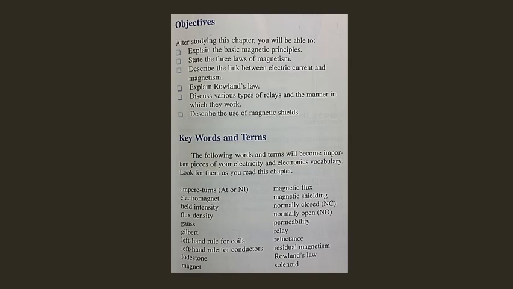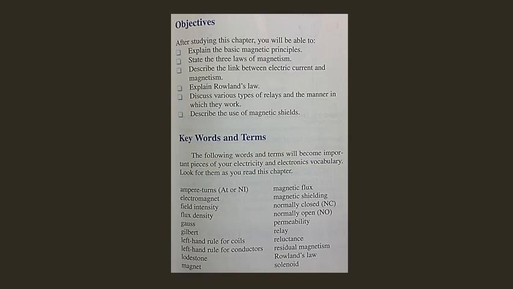The objectives in this chapter are to explain the basic magnetic principles, state the three laws of magnetism, describe the link between electric current and magnetism, explain Rowland's law, discuss various types of relays and the manner in which they work, and describe the use of magnetic shields.